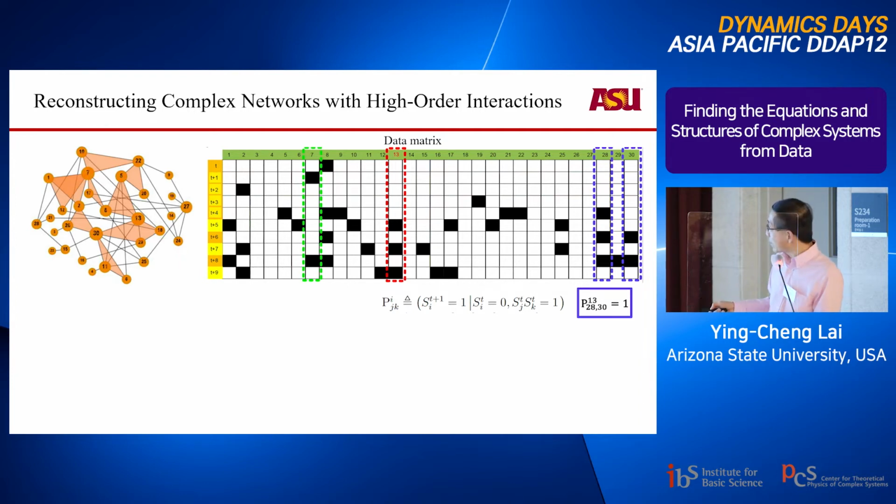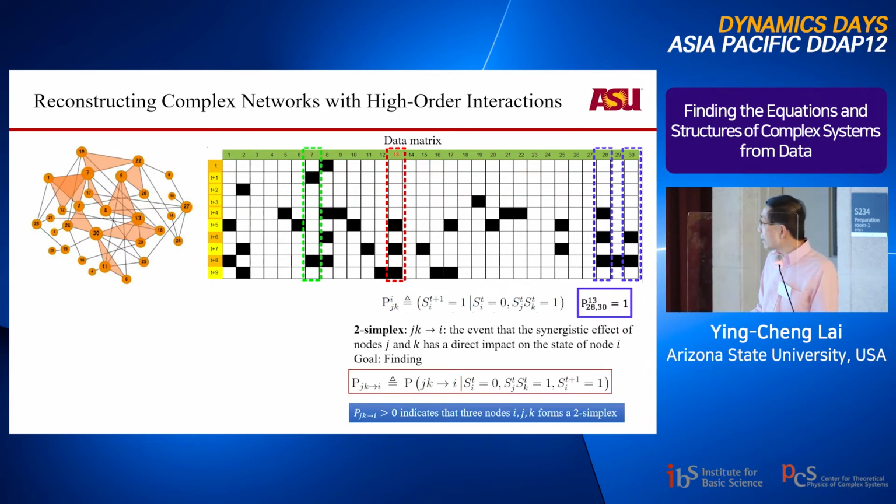And you basically then construct the same type of conditional probability. In this case, we're going to take 3 nodes, i, j, k. And the conditional probability is, at time t, the state of node i is 0, but the states of j and k are 1. And then at time t plus 1, the state of node i is 1. So we figure out this conditional probability. This is very easy. You just read from this data matrix. And for the case I show here, this is just 1 here.